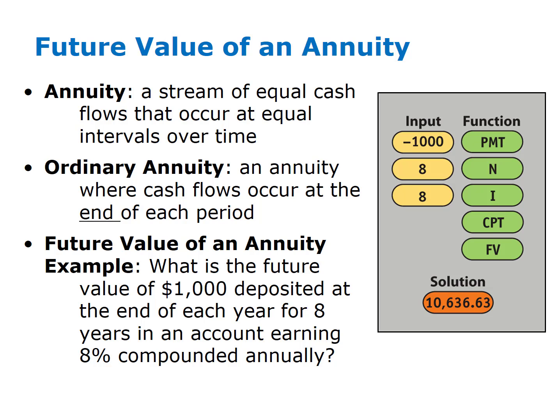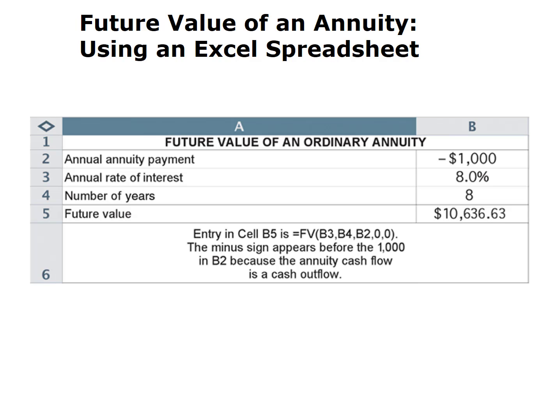The account earns 8%. What's the future value? N is 8, IY is 8, present value is 0. You don't have any money in the account to start with. Payment is minus $1,000. You're depositing the money. Compute future value.